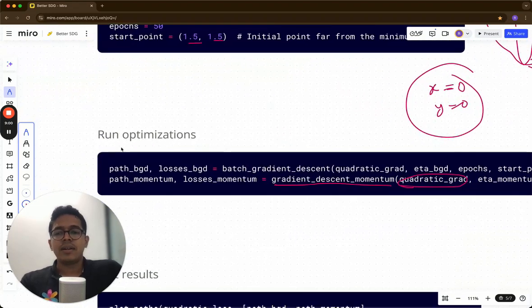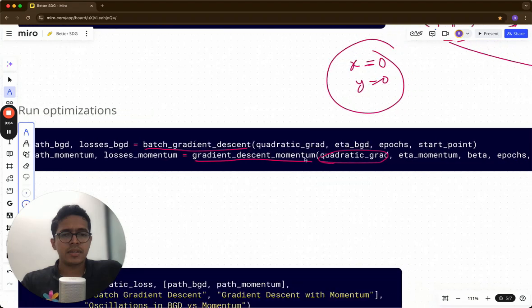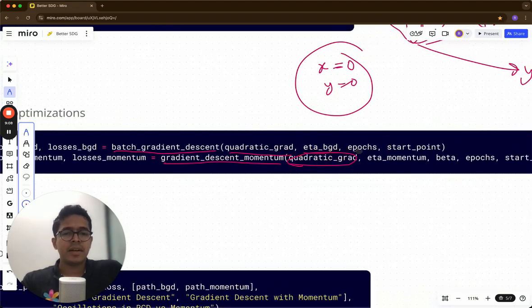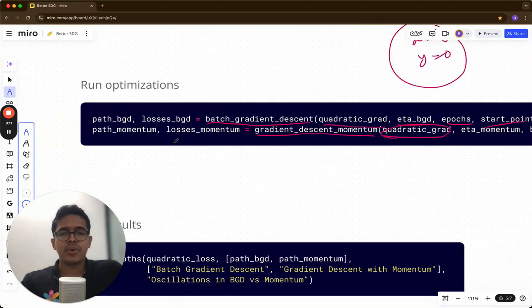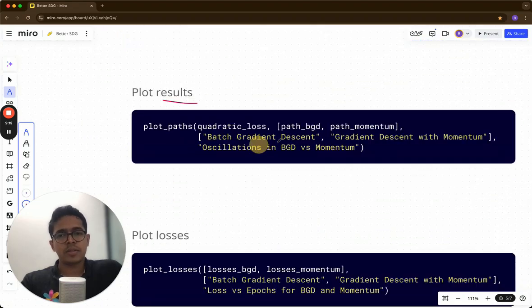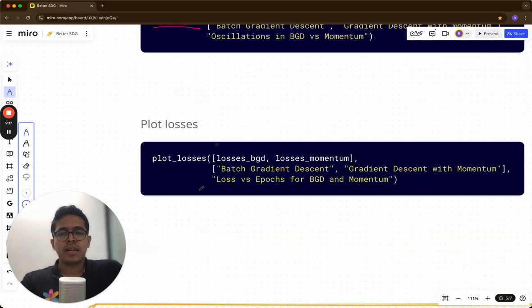And then you run the batch gradient descent function, you call it with the gradient function, the eta, which is the learning rate, the number of epochs and the starting point. You do the same with the momentum gradient descent, and finally you plot the results by calling the plotting path function and the plotting losses function. Alright, fairly straightforward.